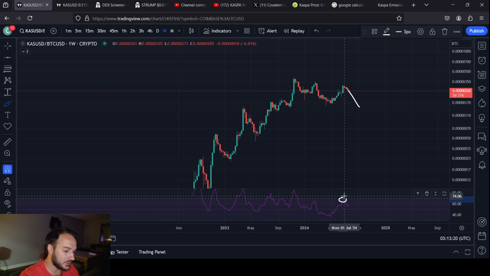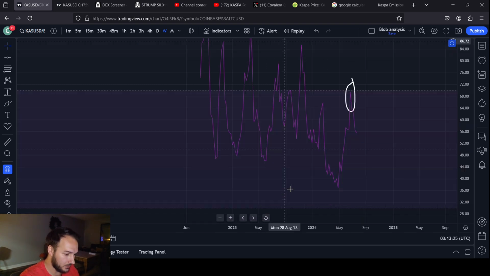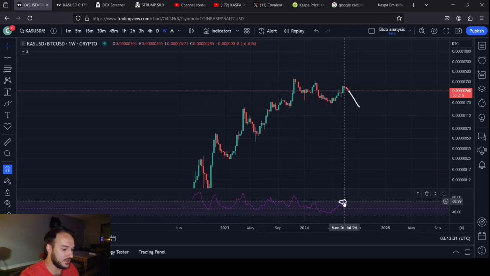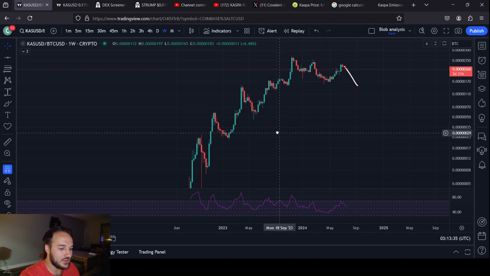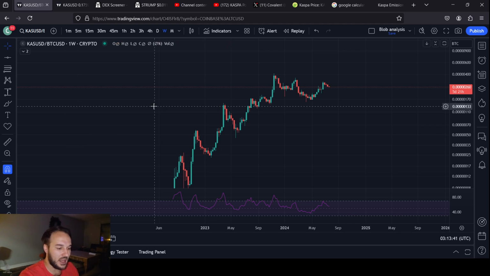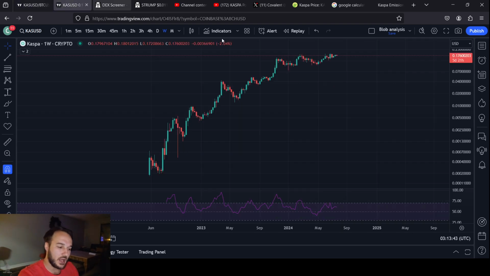You rejected your overbought zone. You had a nice finish here with your RSI up in the mid 80s, topped off, and now you're struggling to even get back above your overbought zone. You haven't been above your overbought zone for the longest time in this thing's history versus Bitcoin. And I think this is just another testament to what I've been saying, that I think KAS is near the end of its run. This is not the USD pair.